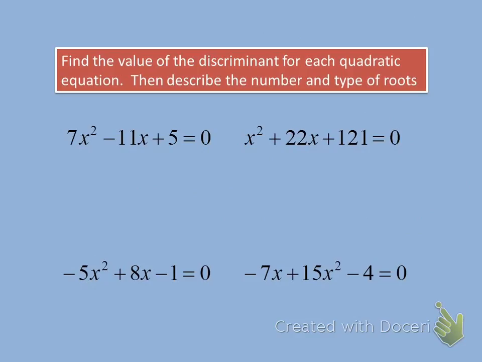Okay, so I'm going to change the directions just a little bit. Find the value of the discriminant for each equation. Describe the number and types of roots, and then we're going to add on, because that's how your homework's going to be. Then state the solutions. Okay.